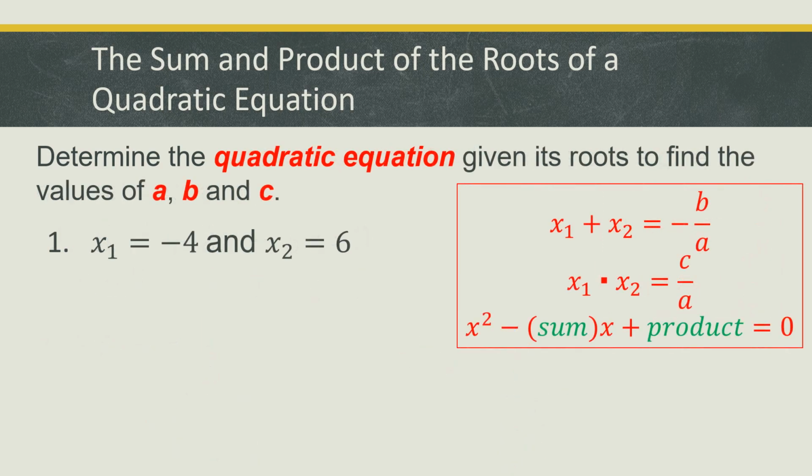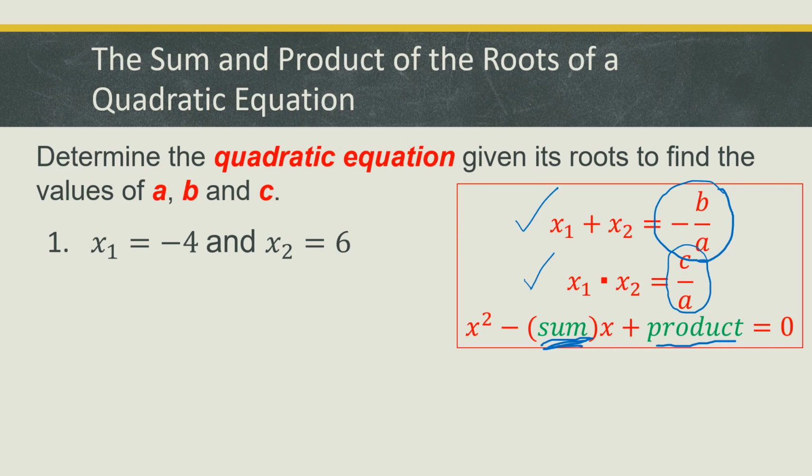How about if we need to determine the quadratic equation given the roots and we need to find the values of A, B, and C? So we have the formula of the sum of the roots, negative B over A, and the product of the roots, C over A. And after getting the sum of the roots, we will substitute it to the given quadratic equation or the standard form of the quadratic equation. And the product of the roots, which is C over A, substitute to the third term for us to have the quadratic equation. So how are we going to do it?